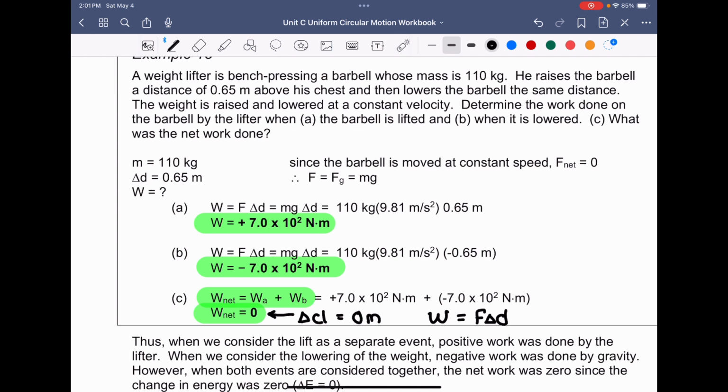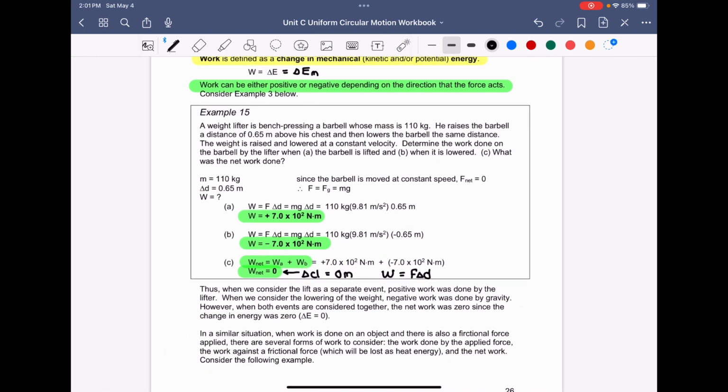We can just say that work has to be where you cover some sort of distance with a force. And if in the end you end up back at the same spot, it just means that your work done in the system was equal and opposite in magnitude.